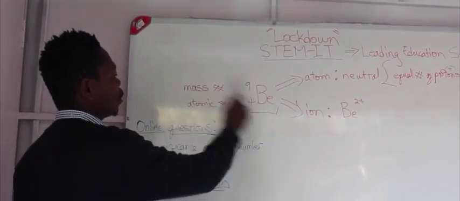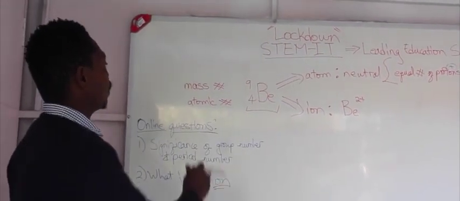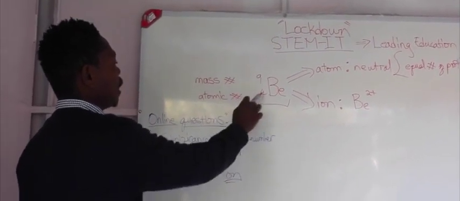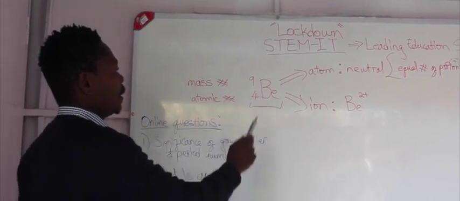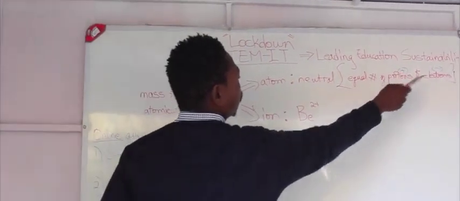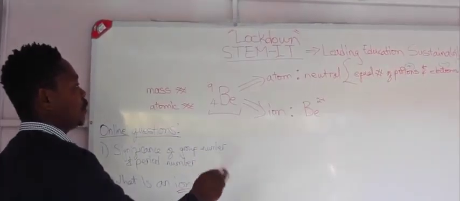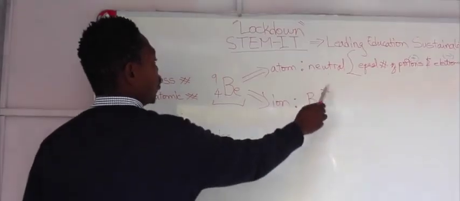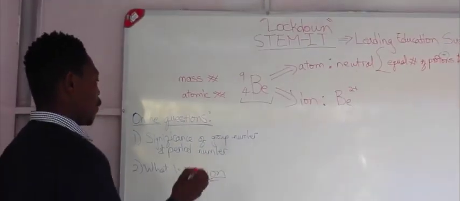Let us take in particular the beryllium that we've been dealing with. We say the mass number of beryllium is 9 and the atomic number is 4. As an atom, beryllium is neutral when it has an equal number of protons and electrons, positives and negatives. It will be an ion if it has lost electrons, being an ion of 2+. Therefore, what are we saying?